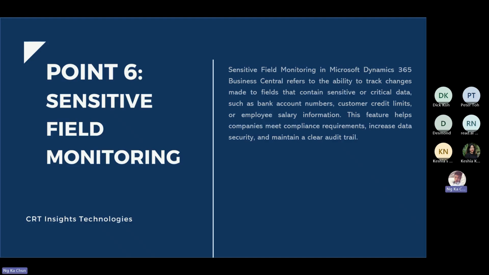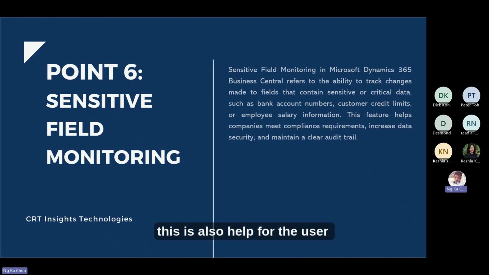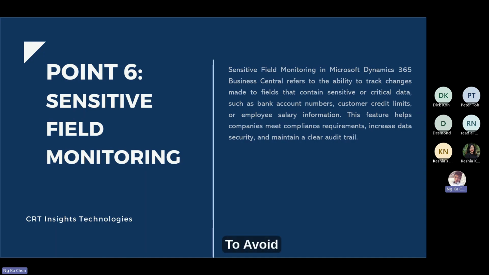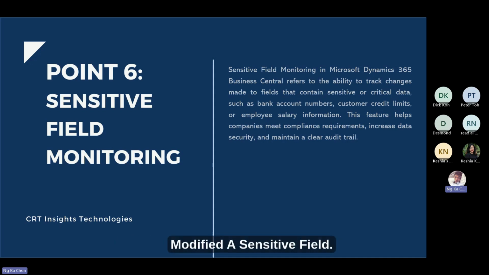Okay, point number 6. The latest BC will also have one feature called sensitive field monitoring. This also helps the user or the system admin to trace sensitive fields or critical data, to avoid unauthorized users from simply modifying that data. For example, the bank account number, customer credit limit, employee salary details, and so on. So this sensitive field monitoring gives a real-time notification to the system admin whenever someone modifies a sensitive field.